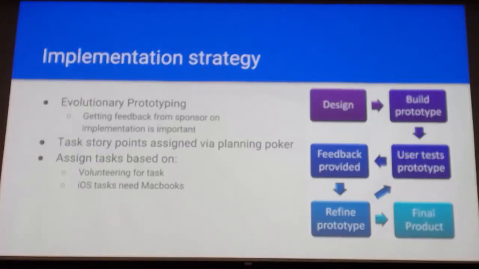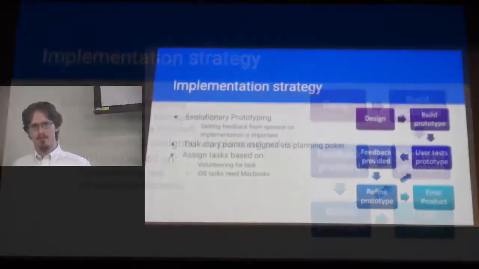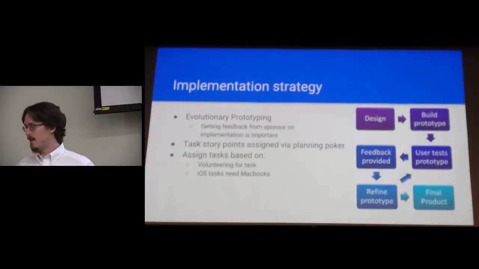Our implementation strategy was the evolutionary prototyping methodology. We develop a prototype, show it to the sponsor, get feedback on it, develop it a little further, show it to the sponsor, get feedback on it, etc. We felt that getting feedback from the sponsor was very important. As Max mentioned, the initial requirements we were given weren't super concrete, so I spent a lot of time figuring them out and deferring them with the sponsor. We assigned story points to our tasks based on planning poker, which ended up working pretty well for us. We mostly assigned tasks based on who would volunteer for them.